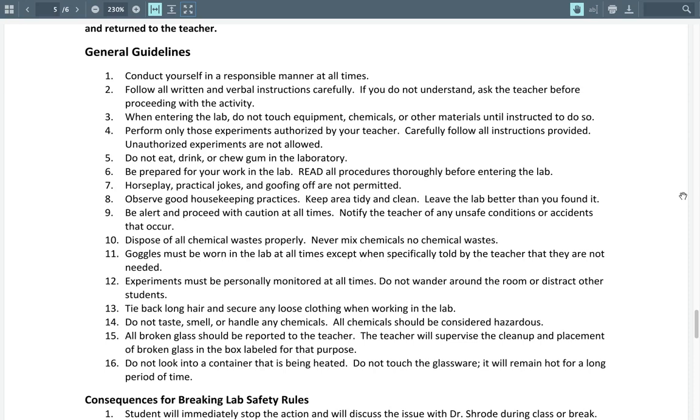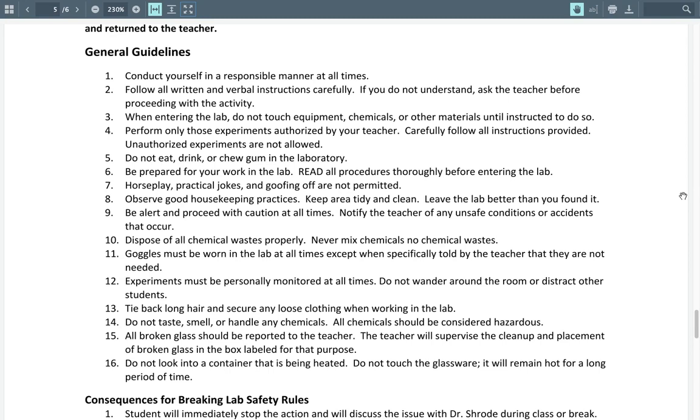Number 12, experiments must be personally monitored at all times. Do not wander around the room or distract other students. So don't leave your experiment while it's happening unless you have to wait overnight or something for your experiment to occur. Okay. Number 13, tie back long hair and secure any loose clothing when working in the lab. So you don't want that to get in your way.